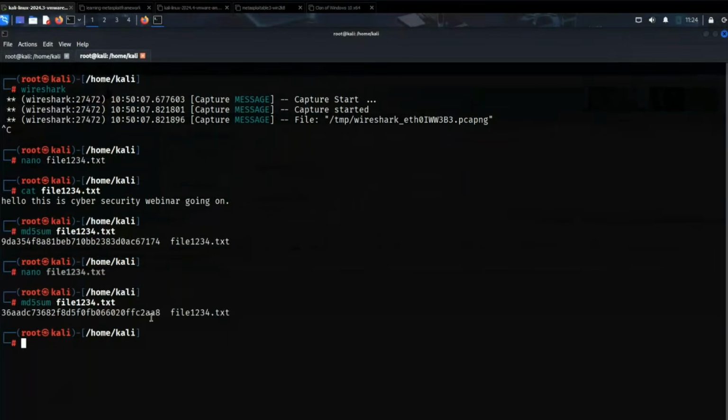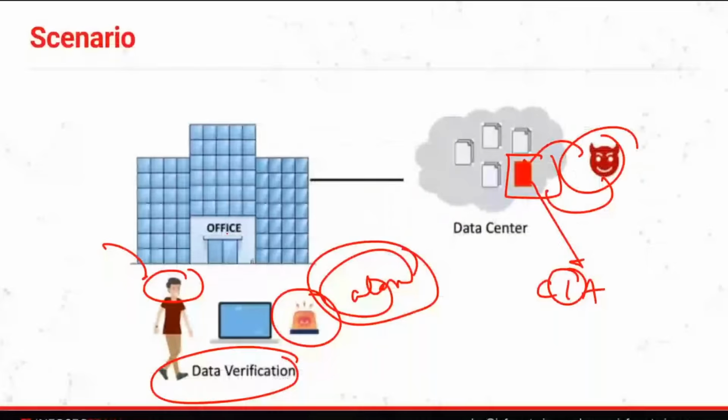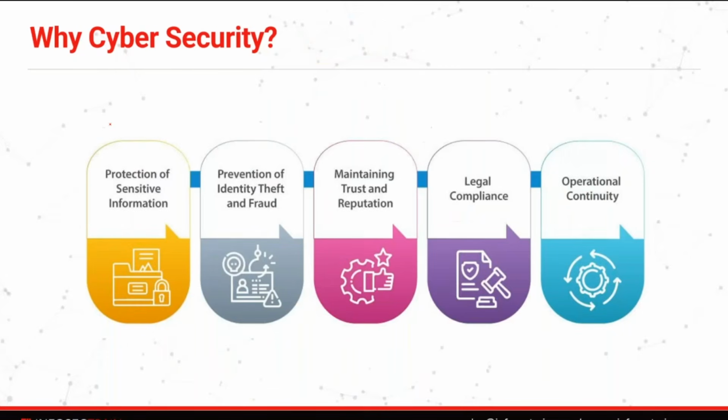Okay. So this is why it is very, very important to know the CIA triad: confidentiality, integrity, and availability. Now that we are done with the basics of information security and cyber security, let us see why you want to opt for a career in cybersecurity. Because of these reasons, guys.